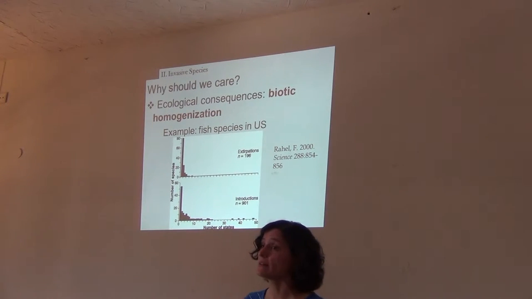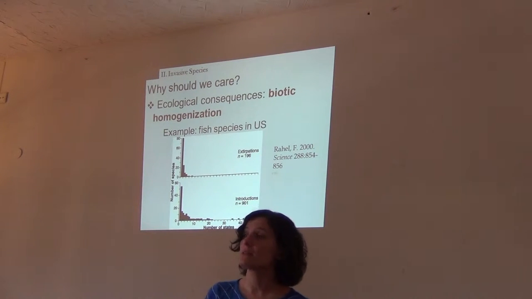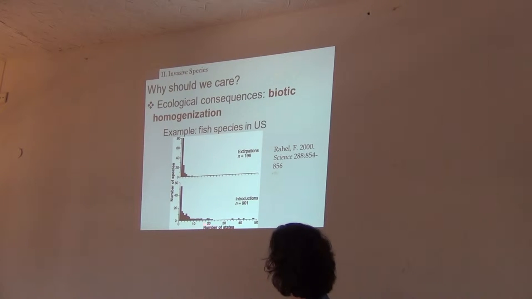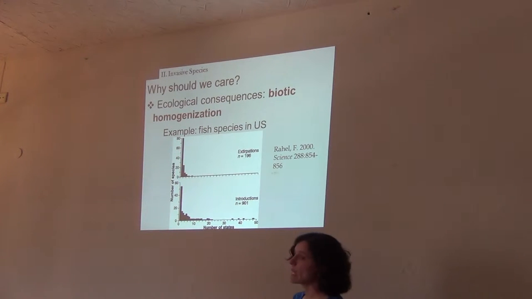Why is this important? Well, this is important because in some cases, introduced species generate local species extinction. So these two graphs show you number of states and then number of species. And here we have number of locally extinct species by state and then number of introductions. So we have a small number, maybe a few states over here and over here, a small number of states that have had a great deal of species introductions over here, and species extirpations over here.